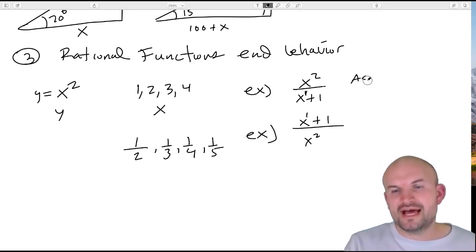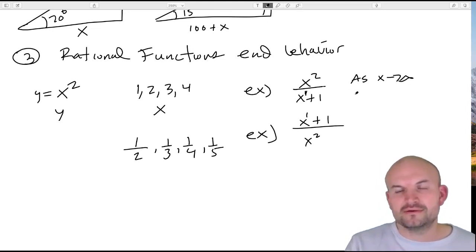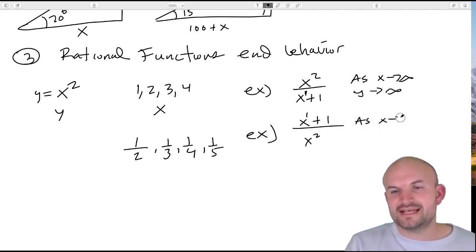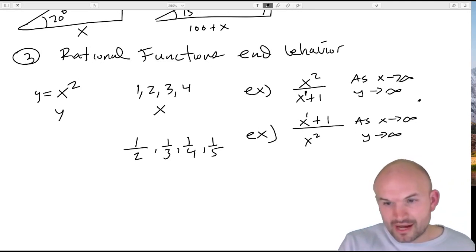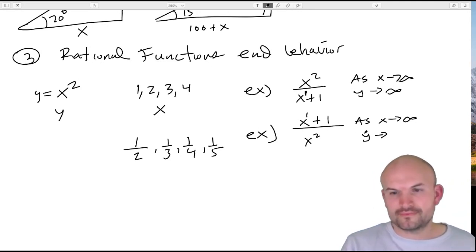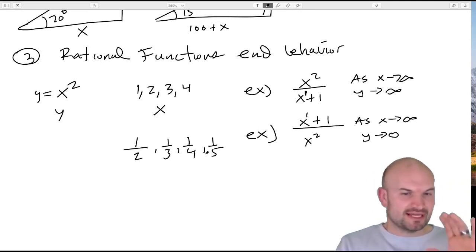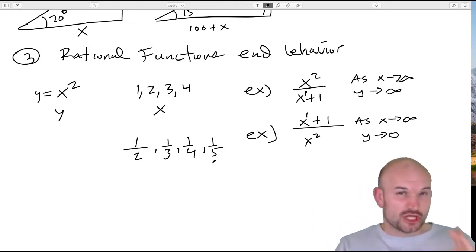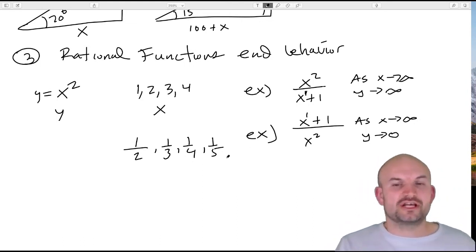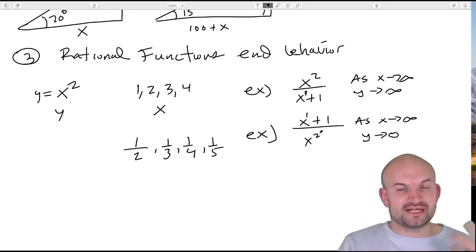So I'll write this as x approaches infinity, y approaches 0. Sorry, I said infinity, but y approaches 0, right? As we keep on getting numbers larger and larger in the denominator, that's going to be approaching 0. So whenever the degree is larger in the denominator than the numerator, we're going to be approaching 0.